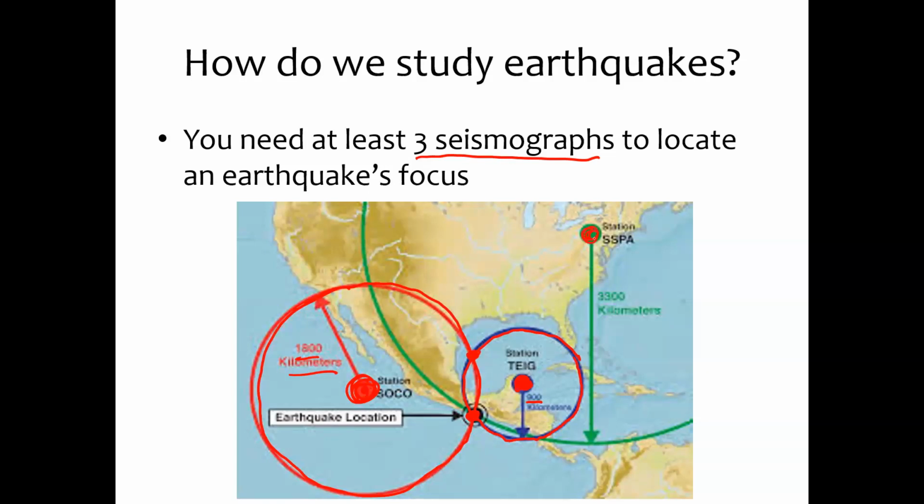Adding that third station finally is enough. Okay, a 3,300 kilometer circle. That's enough to finally tell us that this must have been where the focus was, because that's where all of the circles representing the distance to the earthquake are consistent with one another. If they're not all consistent, that means something is wrong with our seismographs, or we are recording different events at each of them.